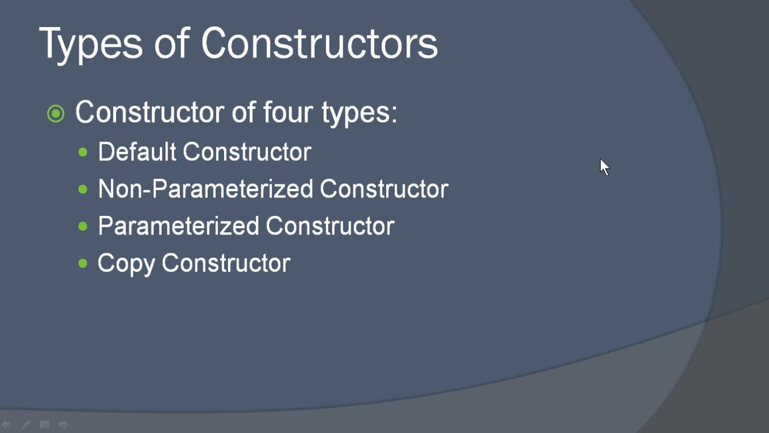Now we are going to see what are the different types of constructors available. A constructor is of four types. The first one is the default constructor, the second one is the non-parameterized constructor, the third one is the parameterized constructor, and then finally you have the copy constructor. So you are going to see them one by one.